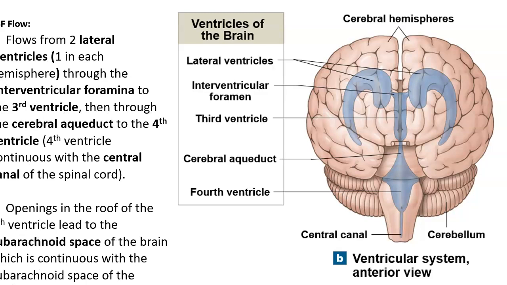So the flow of the cerebrospinal fluid. It flows from those two lateral ventricles, one in each of the cerebral hemispheres. It flows down through the interventricular foramina into the third ventricle, then down through the cerebral aqueduct into the fourth ventricle. And that fourth ventricle is continuous with the central canal of the spinal cord. There are openings in the roof of that fourth ventricle that lead to the subarachnoid space of the brain, which is also continuous with the subarachnoid space of the spinal cord. So that's the basic flow, and then it continues around.